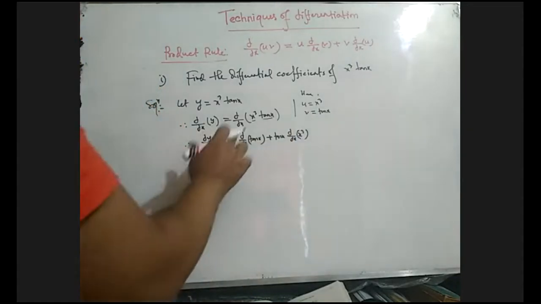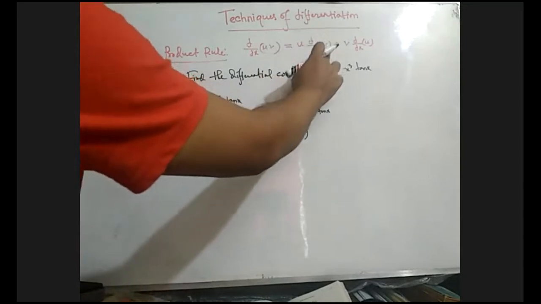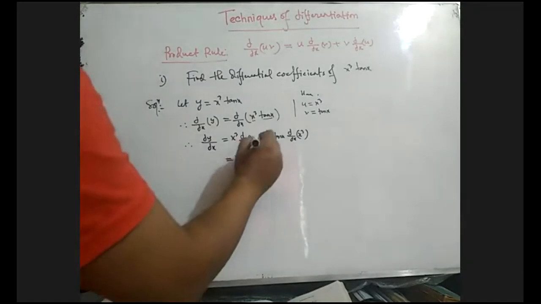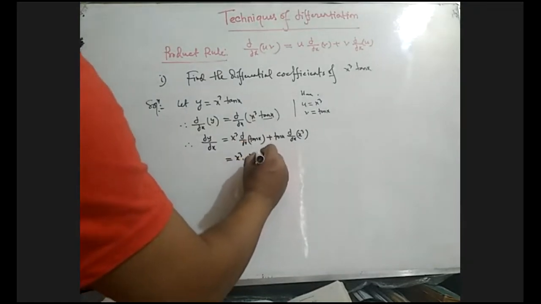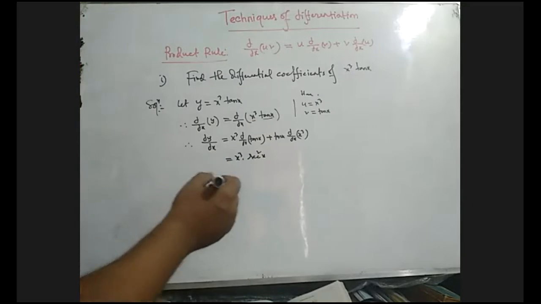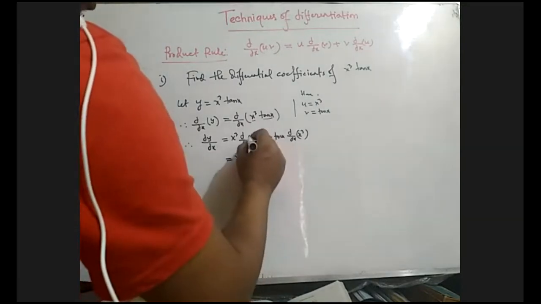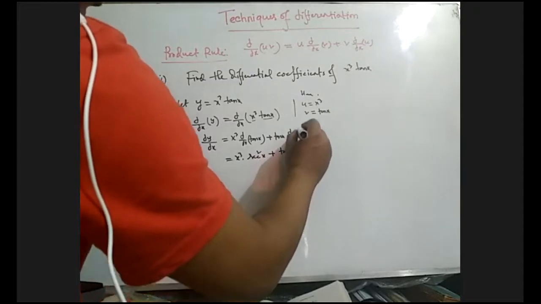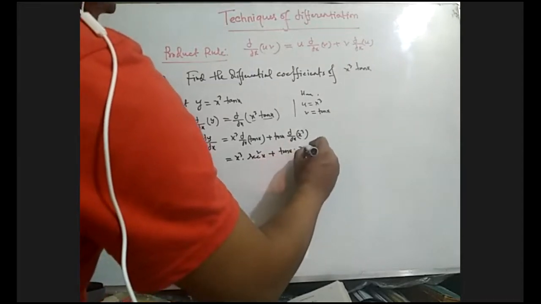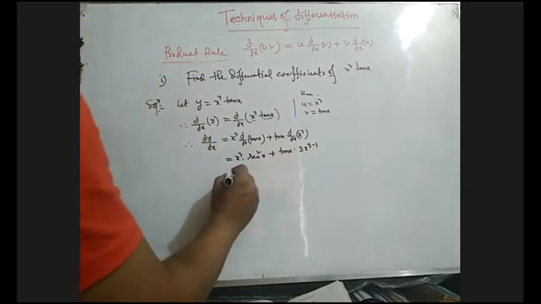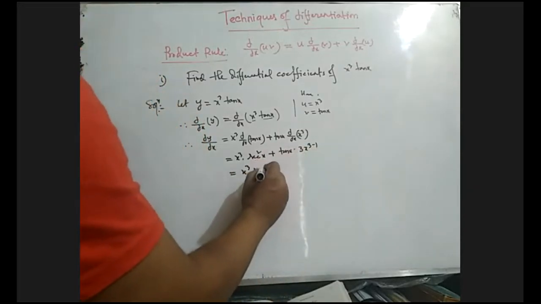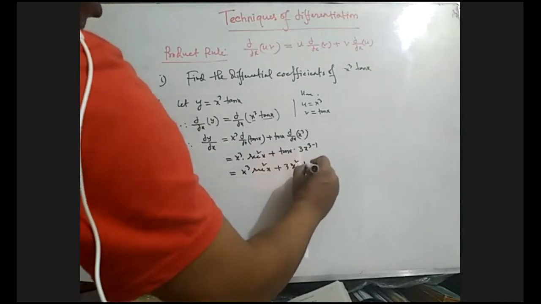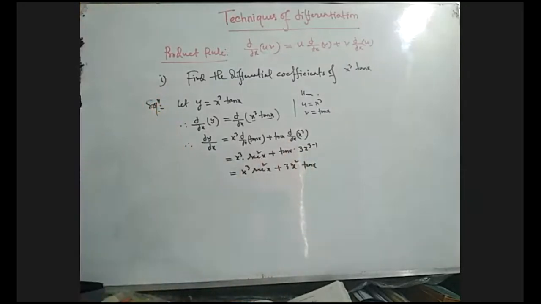Understand, everybody? Just putting u equals x cube and v equals tan x. So x cube into the differentiation of tan x, which is sec square x from the formula chart, plus tan x into the derivative of x cube. Using the power rule we get this. So x cube sec square x plus 3x square tan x. This is the result.